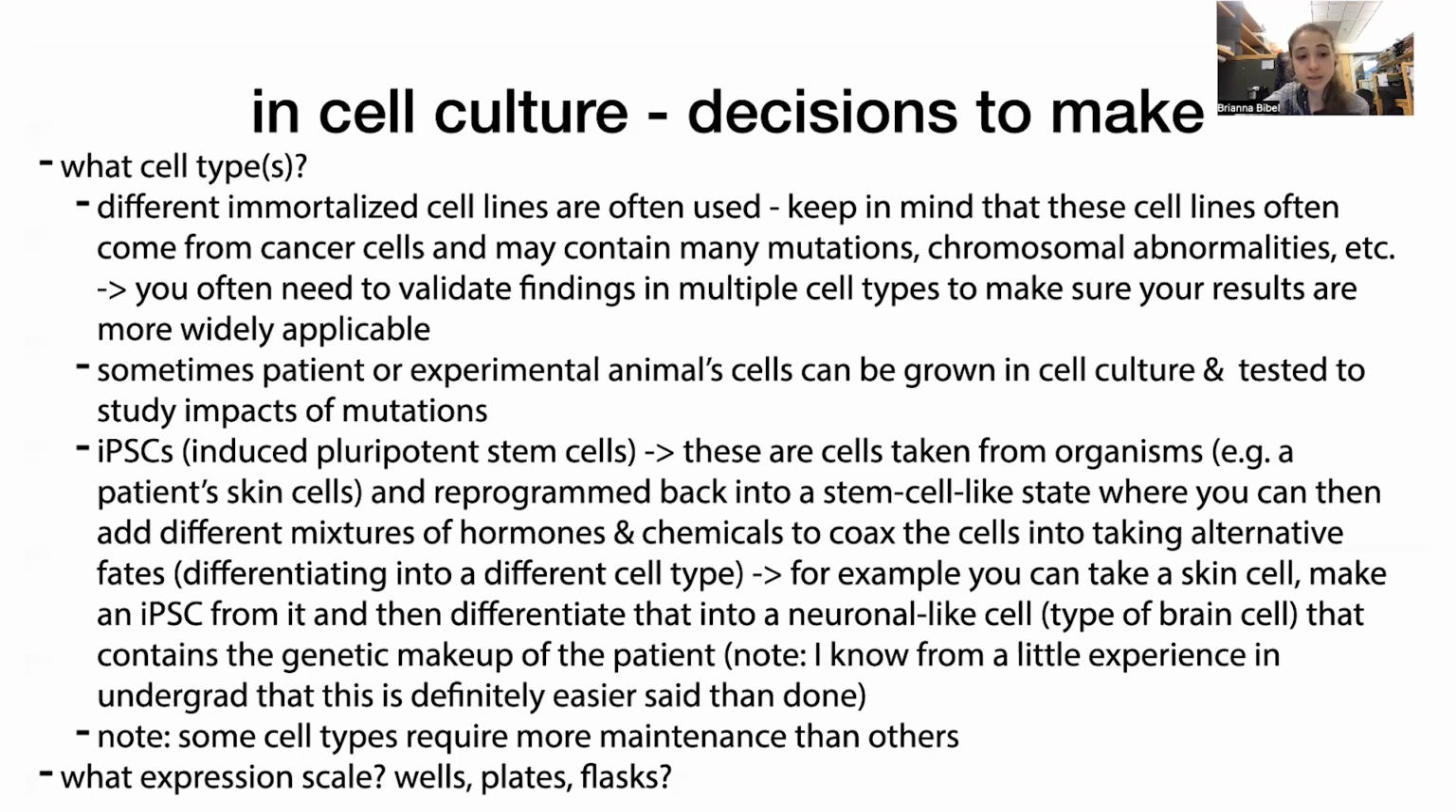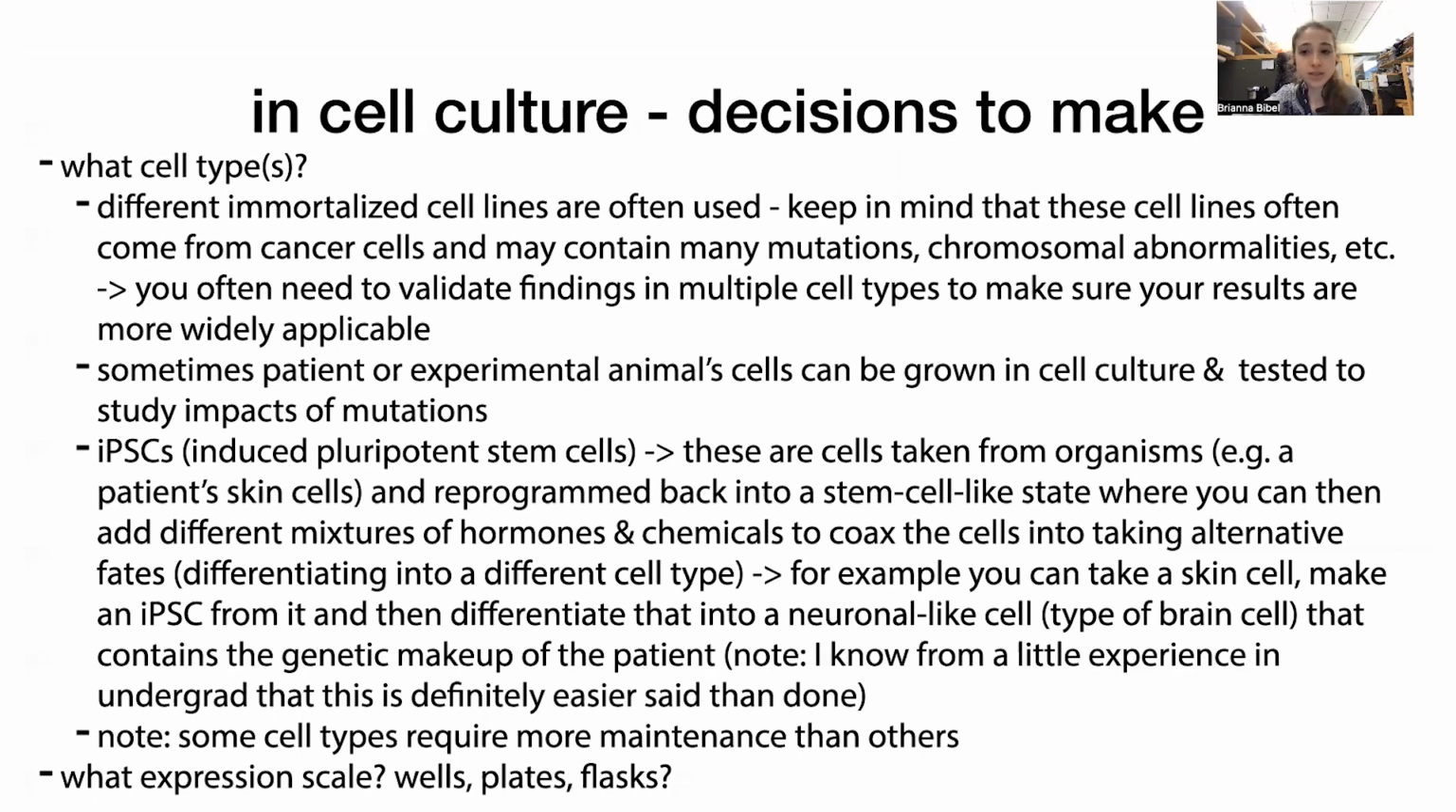Similarly, you can take cells and turn them into induced pluripotent stem cells. So basically what happens is that a stem cell has the ability to turn into, or differentiate into, different mature cell types. And so a pluripotent stem cell has the ability to transform into a variety of different cell types, not all of them, but a number of them.